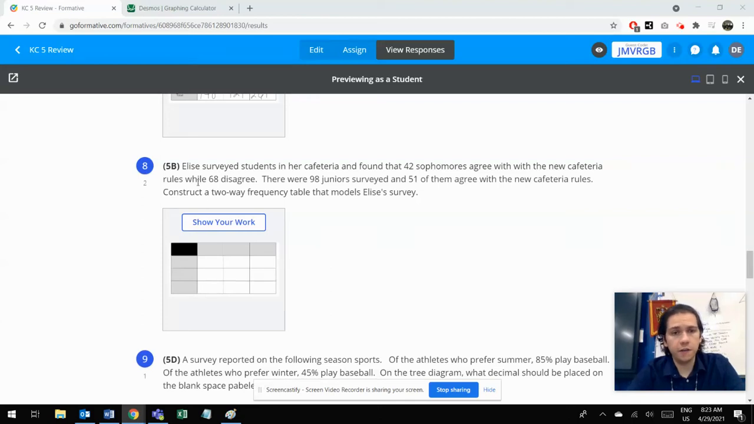In question 8, Elise is surveying students in the cafeteria, sophomores and juniors, on whether they agree or disagree with these new cafeteria rules. So we need to create a two-way frequency table that models their survey.